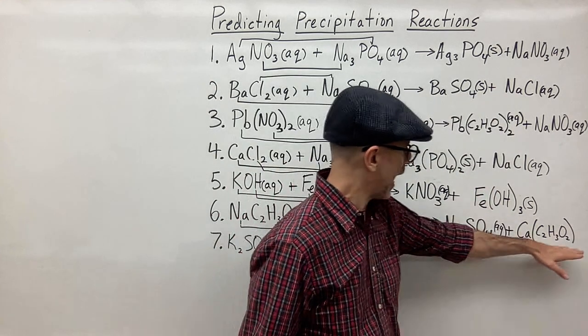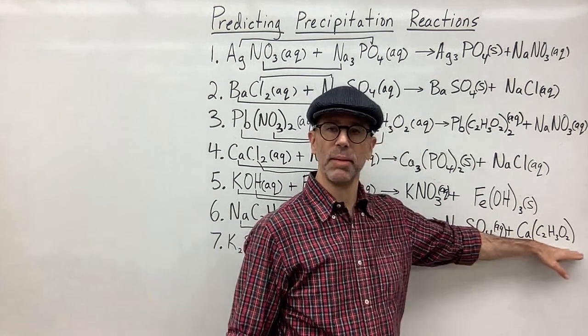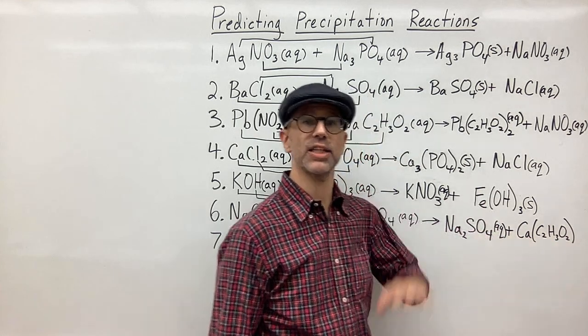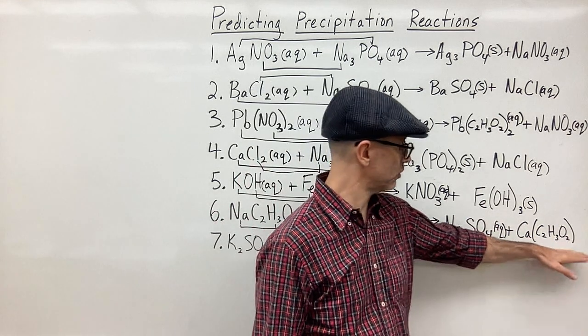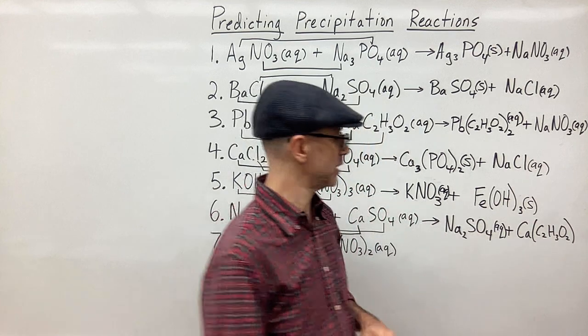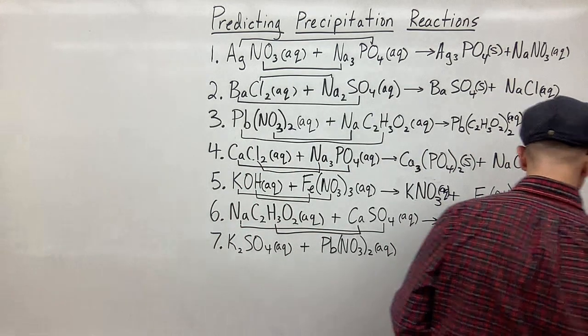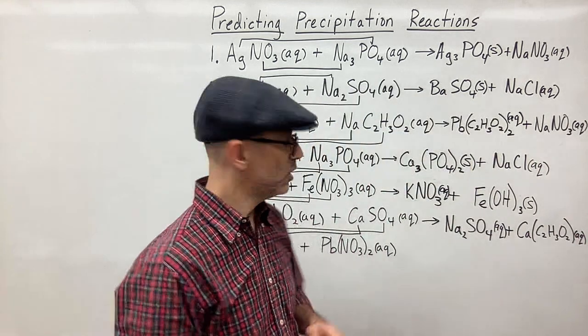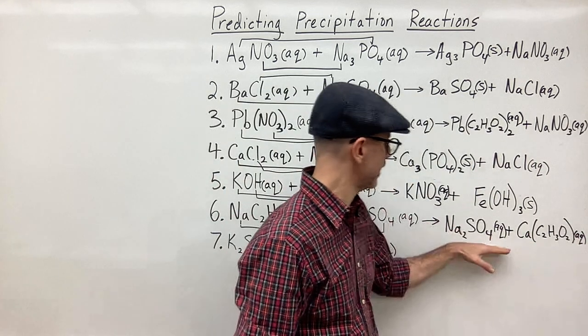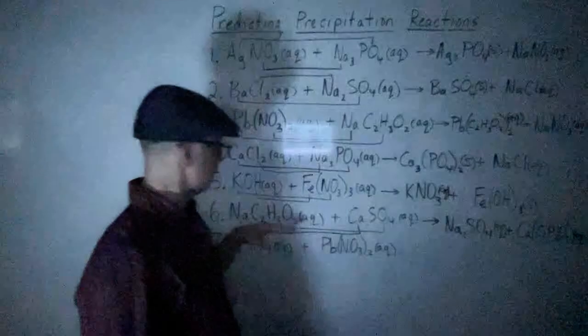And then for the acetate ion, if we remember from before, the acetate ion is always soluble. So any compound with an acetate ion is going to be soluble. So this is aqueous. So they're both aqueous again.